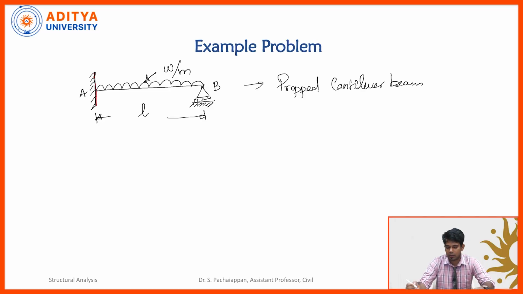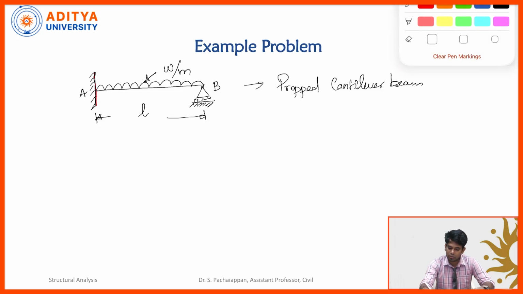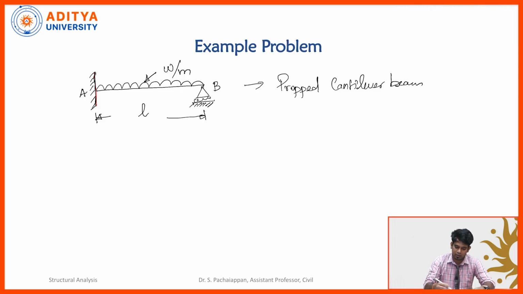So this is a propped cantilever beam. I am going to prove why the propped cantilever beam is a statically indeterminate structure. Okay, so let's calculate that. If you look into this problem, let's take a different color.